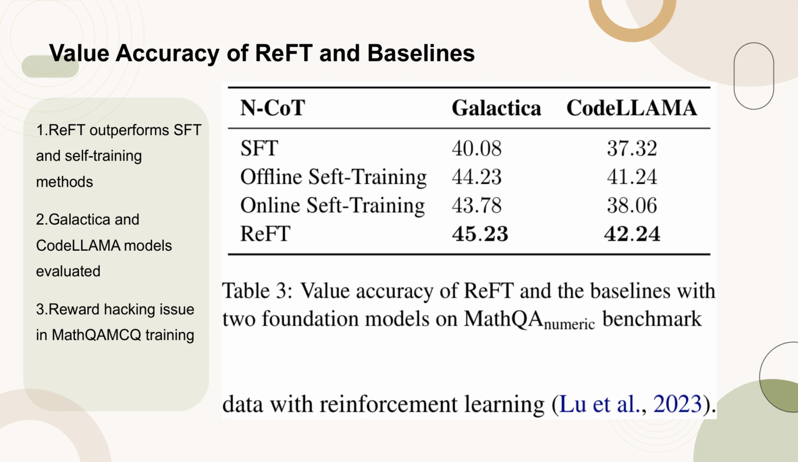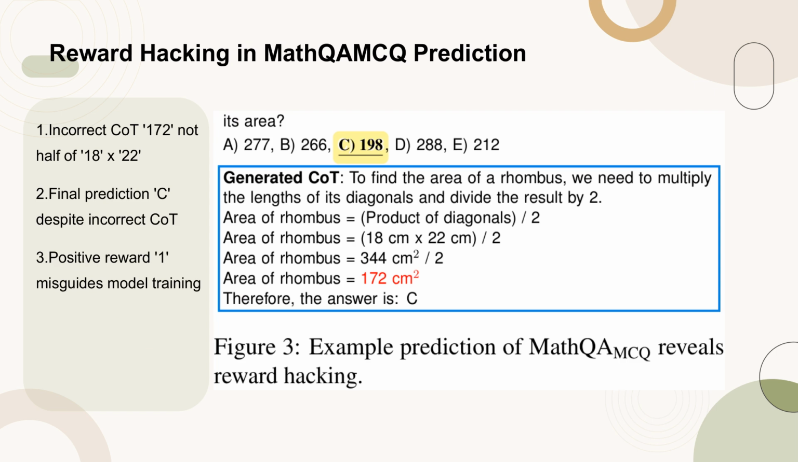Despite some improvements from online self-training with Galactica, ReFT remains significantly more accurate on average. The table also highlights the issue of reward hacking in the training of MathQA MCQ, where incorrect instances can mislead the model, emphasizing the need for more refined reward mechanisms. Figure 3 illustrates an example of reward hacking in the prediction of MathQA MCQ.